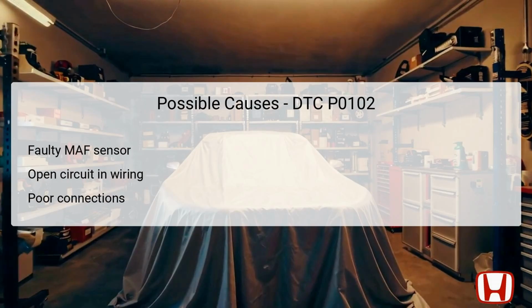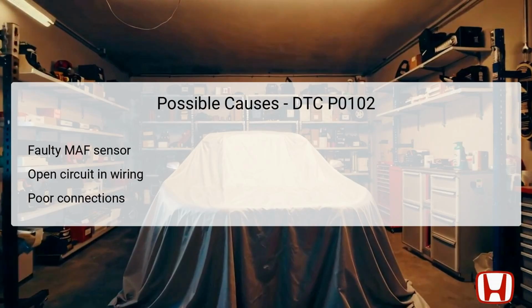Several potential causes can lead to DTC P0102. A faulty MAF sensor itself is a primary suspect. If the sensor is damaged or malfunctioning, it will send incorrect signals to the ECM. Another cause could be an open circuit in the wiring between critical components, hindering the electrical signal that the ECM requires for operation.